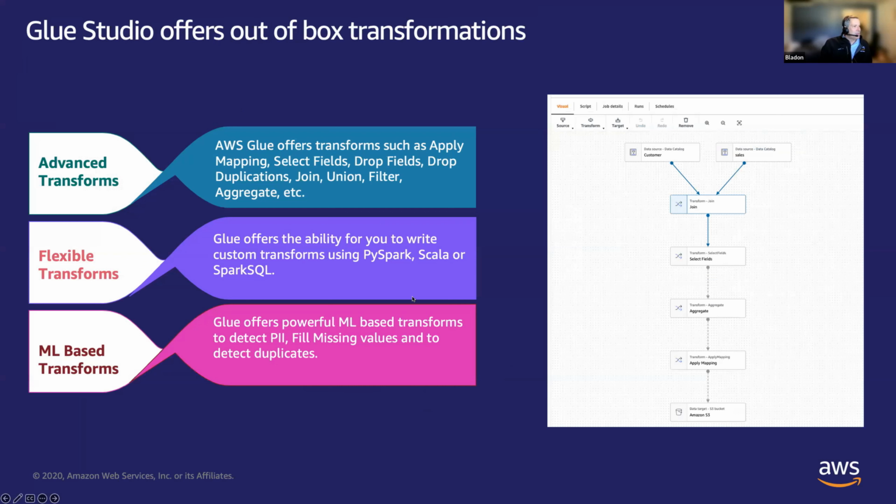Some of the transforms that you can do that I just thought were interesting in Glue Studio. You've got the obvious things like you can select fields out of the data set, drop fields, drop duplicates, do joins, unions, filters, aggregates, etc. Kind of like how you would typically think of doing those very same things in SQL. It's a very similar paradigm. It gives you the transformations via Spark and programming in Python and Scala.